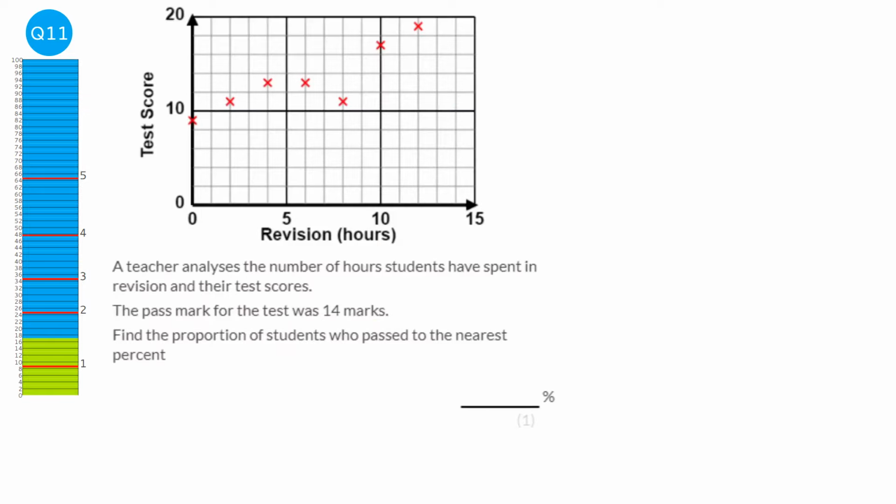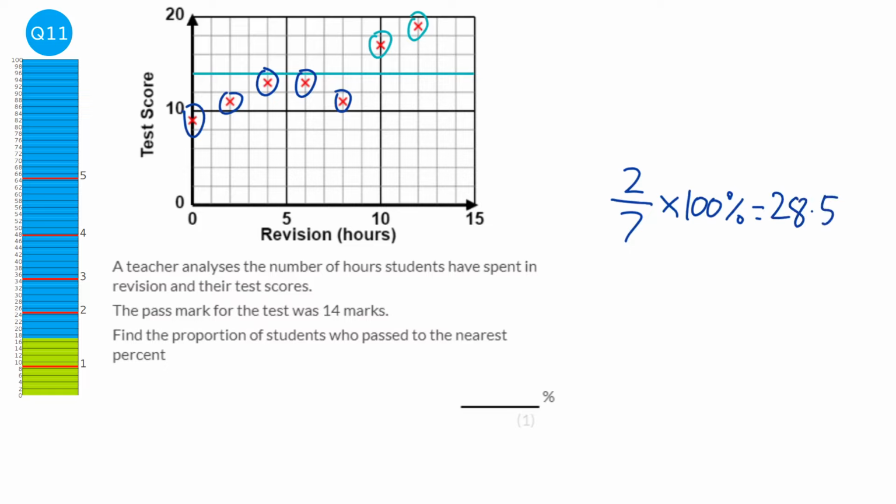So the pass mark for the test is here, and we can see that there are 2 students who passed the test. So it's 2 students out of 2, 3, 4, 5, 6, 7 in total. And we want this as a percentage, so we're going to times it by 100%. So we do 2 over 7 times 100, and that gives us 28.571... And it says it wants it to the nearest percent, so that will be 29%.